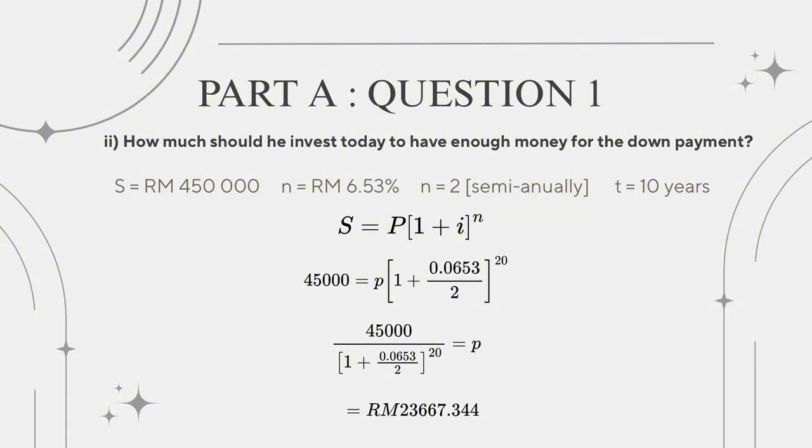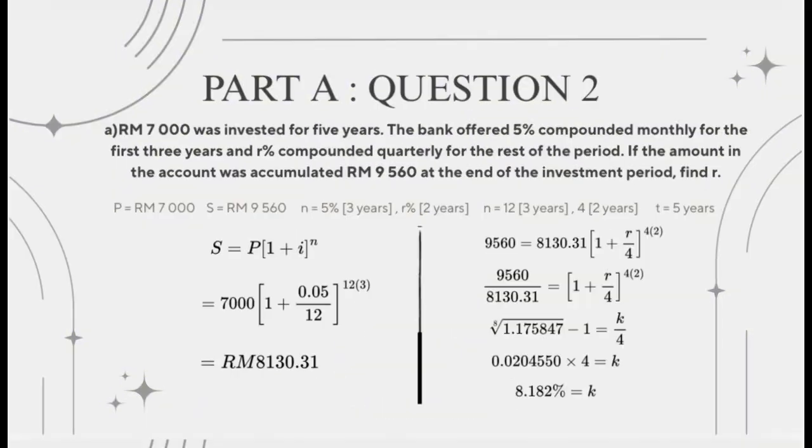So, we calculate 45,000 = P(1 + 0.0653/2)^20. Next, 45,000 divided by (1 + 0.0653/2)^20 equals P. This equals 23,667.344 ringgit.